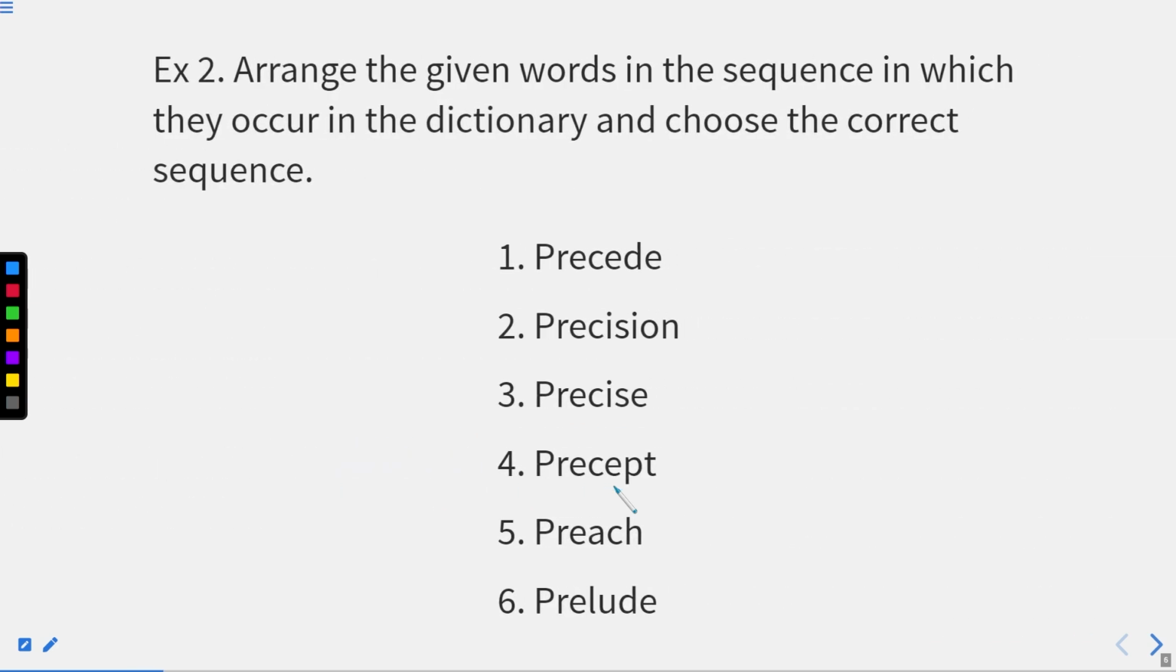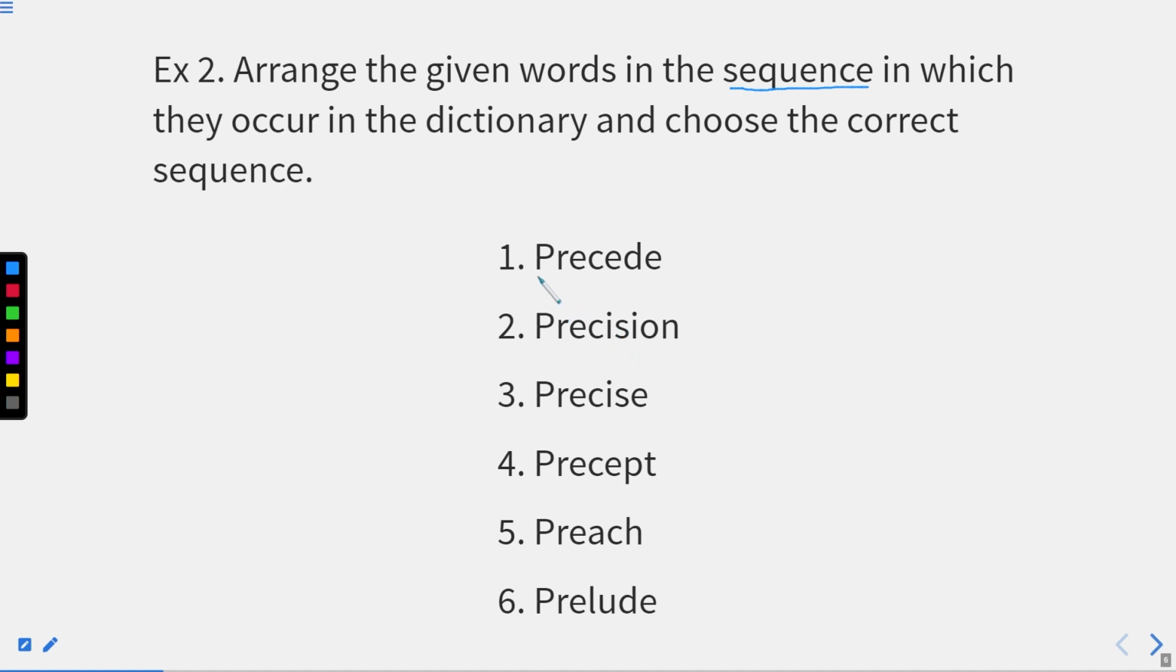Now, we have another question based on the same kind of concept. The question says, arrange the given words in the sequence in which they occur in the dictionary. Earlier we had to find the middle word, but this time we have to arrange them in a sequence, right? In that case, we need to find out which word will appear first and which word will appear second. So we'll follow the same approach here as well. Now we are given 6 words numbered 1, 2, 3, 4, 5 and 6. All words are different and we need to find which word will appear first.